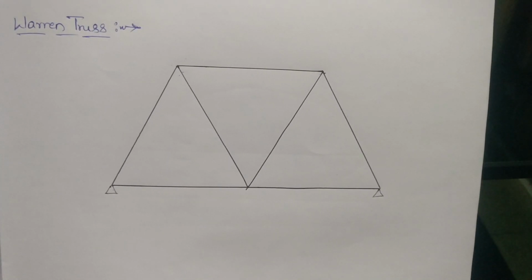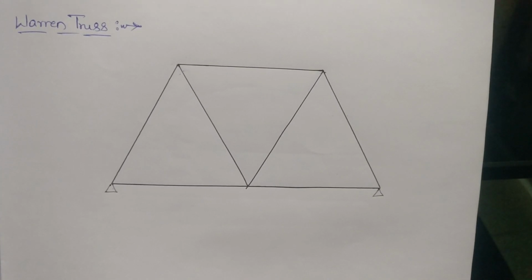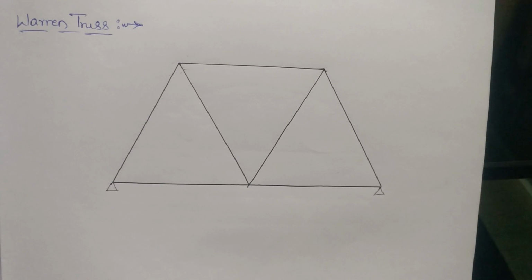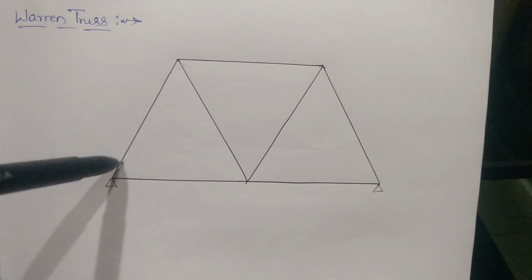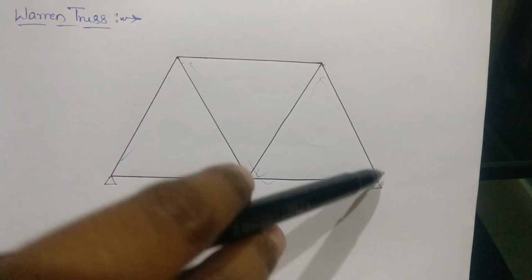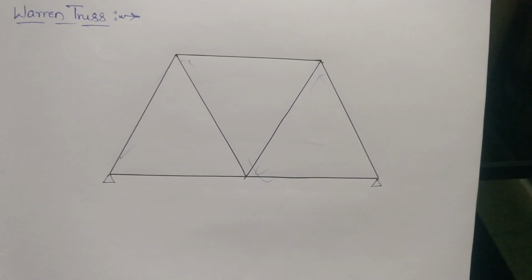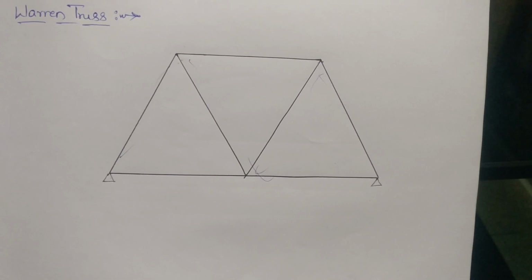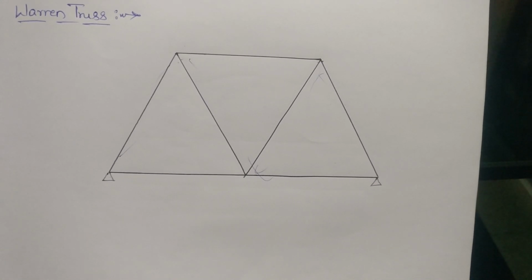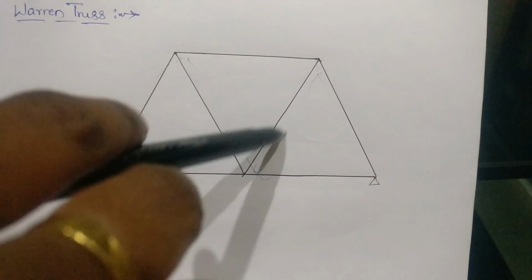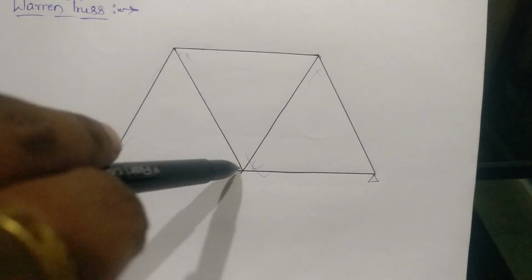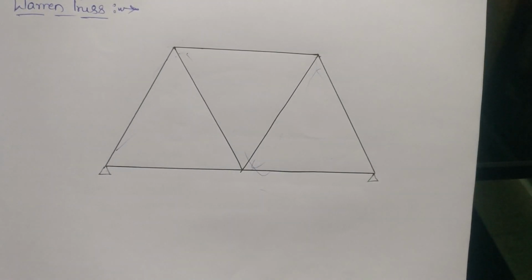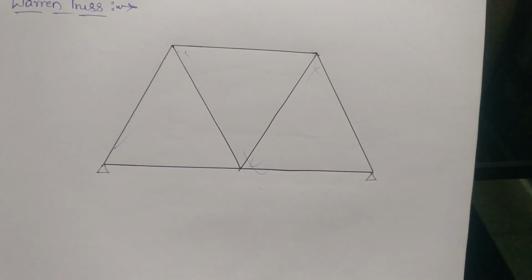Now coming to the Warren truss or equilateral truss. It is a design based upon equilateral triangles. Here these are the equilateral triangles. It consists of longitudinal members joined only by angled cross members, forming alternately inverted equilateral triangles spaced along its length. Now let us see some Warren trusses.